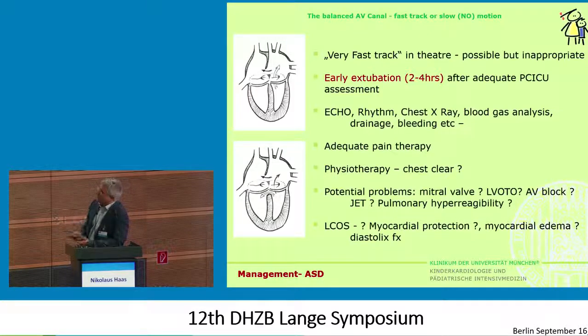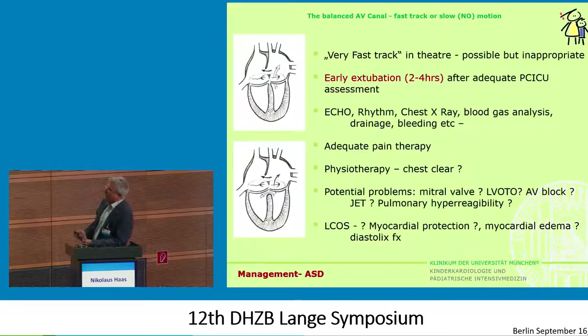You should have some assessments like echo, rhythm. You may have a look at the chest X-ray. There may be an effusion. You may think of draining because the pleural cavities have not been opened in theater, etc. You should have adequate pain therapy for these patients, and you should give physiotherapy. The chest should be clear, and then you extubate them quite early, after 2 to 4 hours in the ICU, and then they're fine. So that's the story for the easy cases.